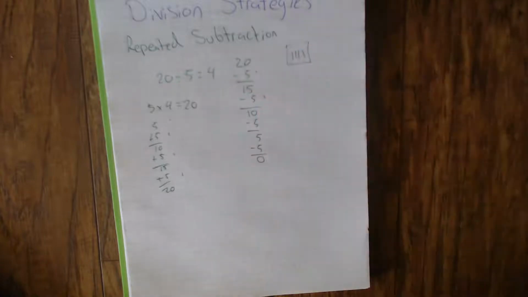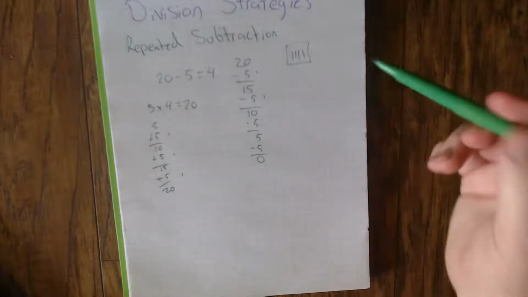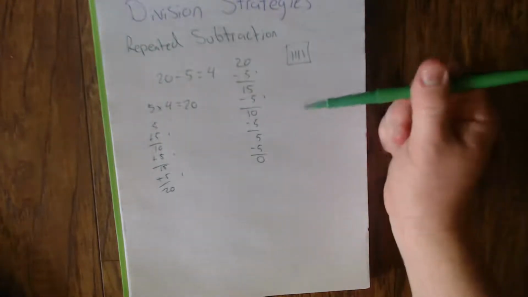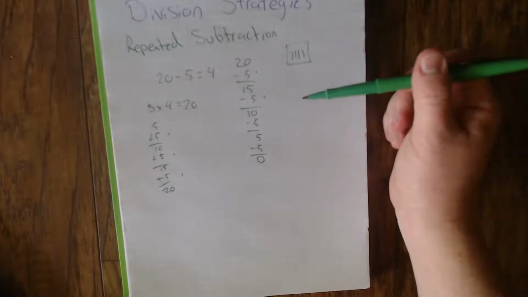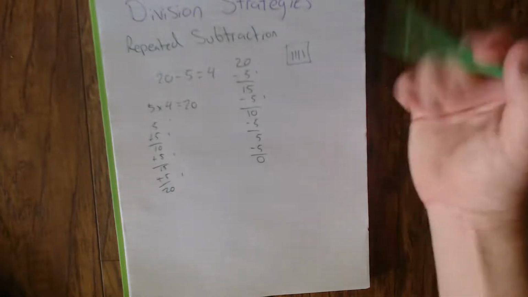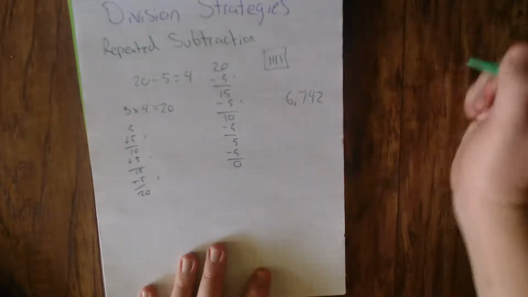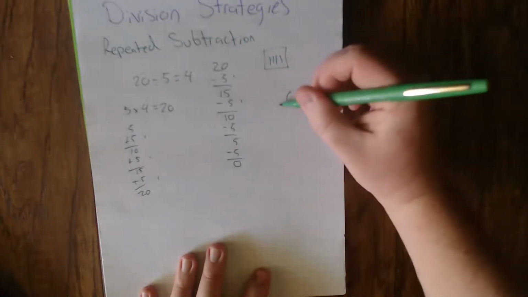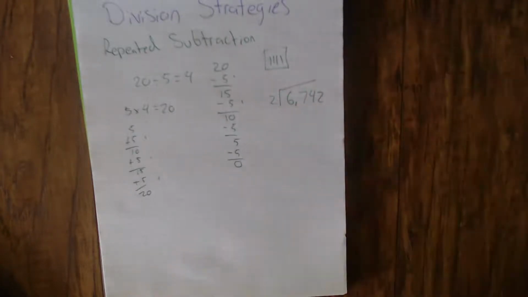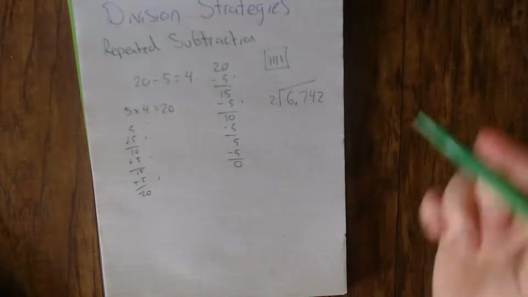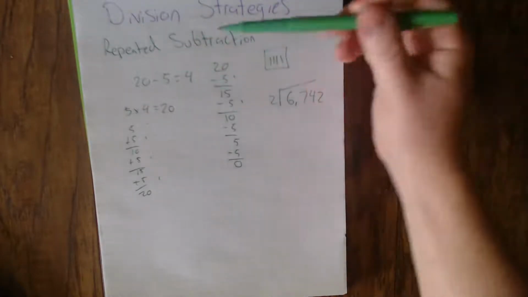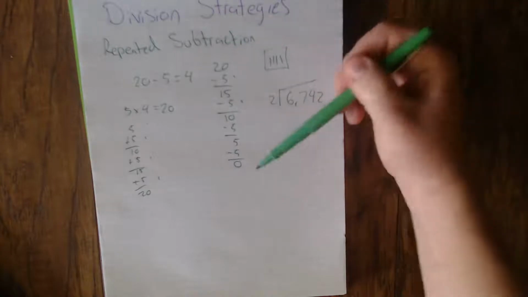So that is repeated subtraction. That's how you do it. Now the thing is, this works great with small division numbers. However, this does not work with large numbers. Let's say your number was 6,742, and you wanted to divide by 2. Repeated subtraction is not going to work. It's going to take you forever to do this. So repeated subtraction, good for small numbers, not so good with big numbers, which is why we're going to move on to the next strategy.